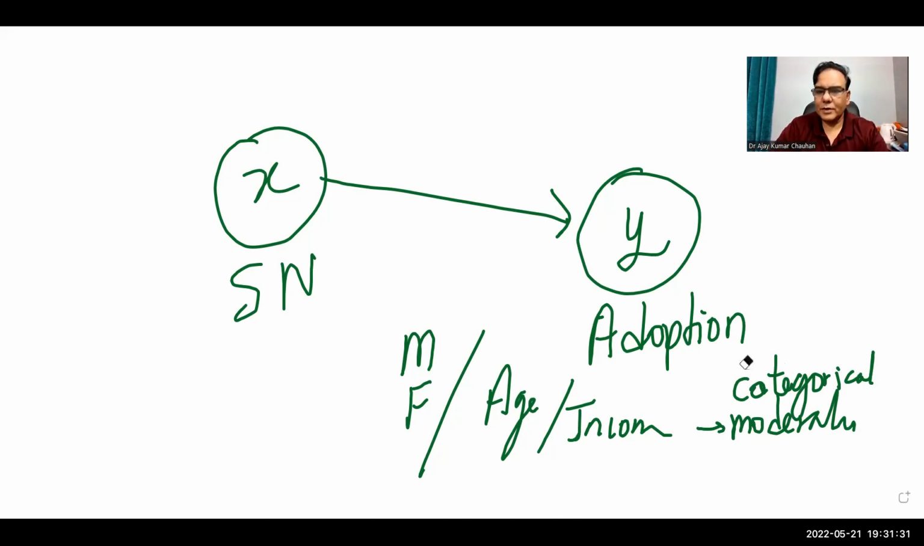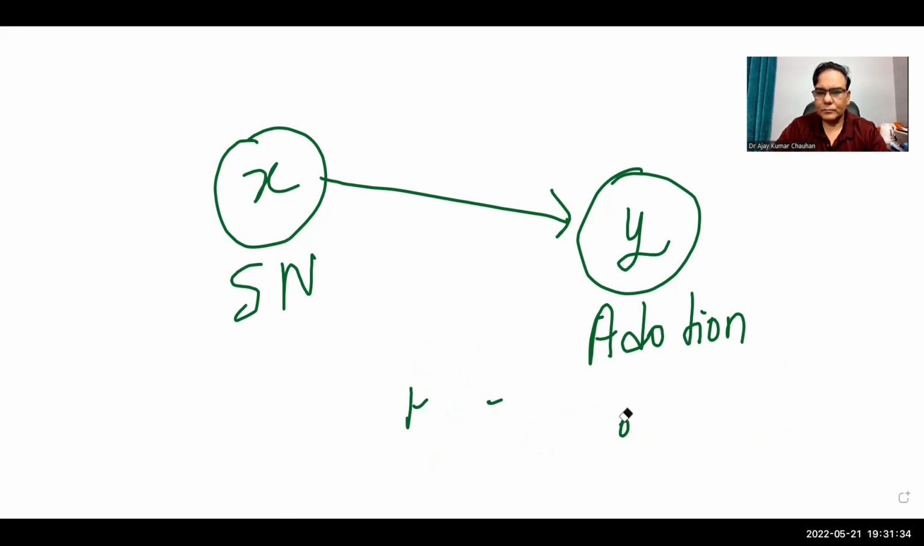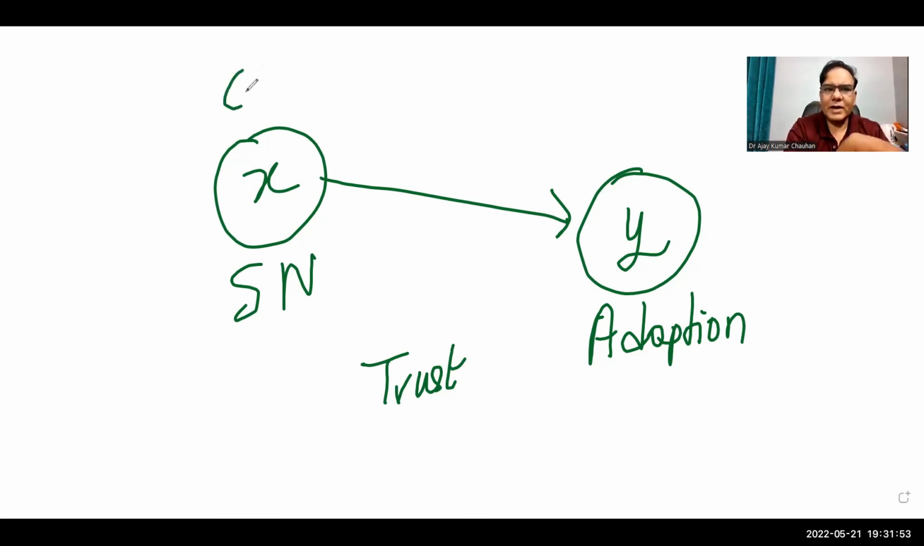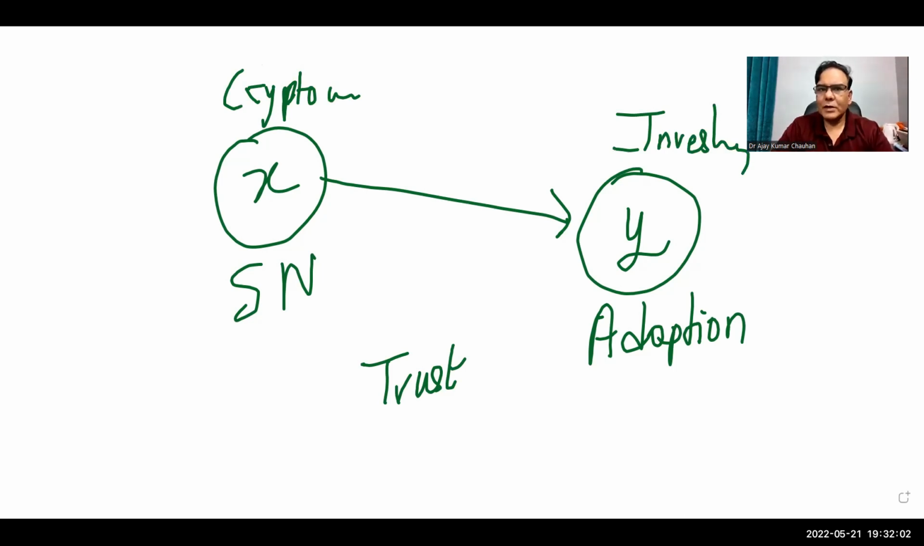So let me delete this. So this is adoption. Now I have a variable called trust. Like because in one of the cases I can explain. Cryptocurrency, everybody heard, and everybody was investing in them, right? In last 2 years, I have seen that many Indians start investing in cryptocurrency.